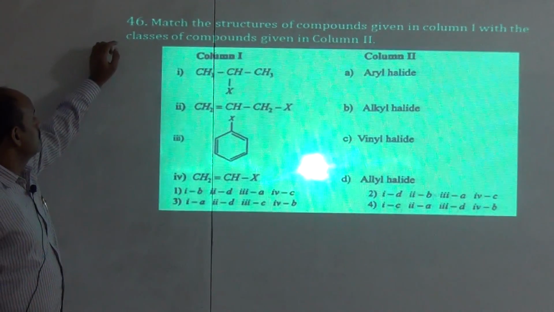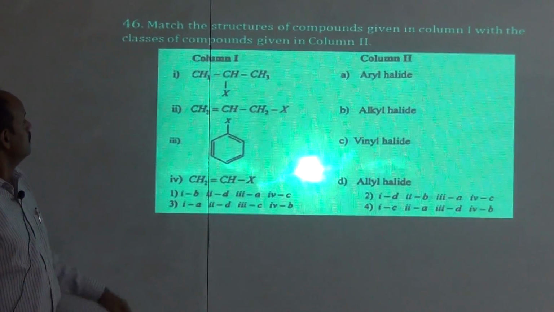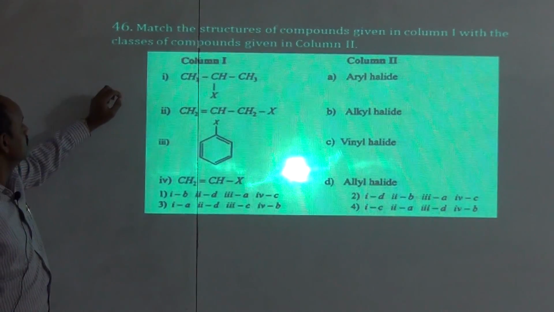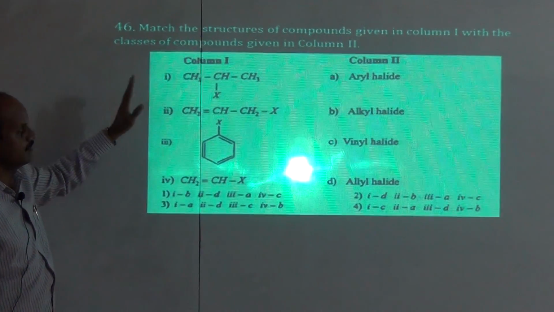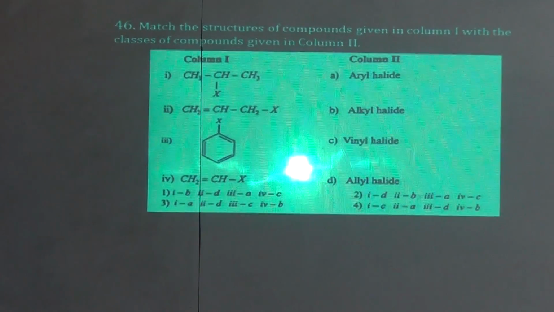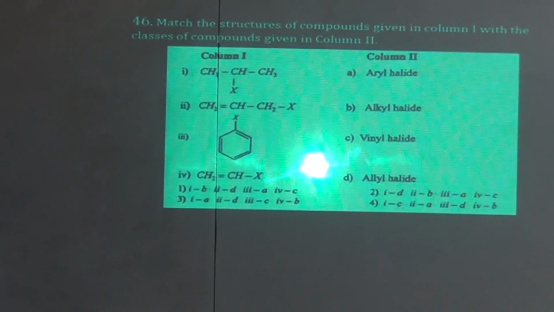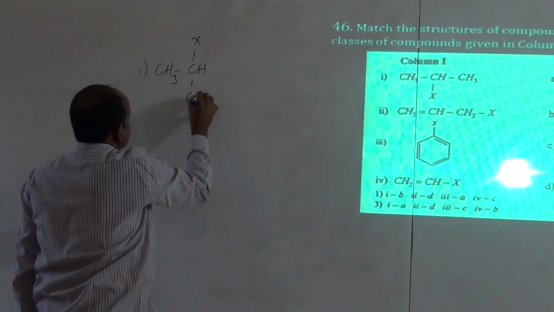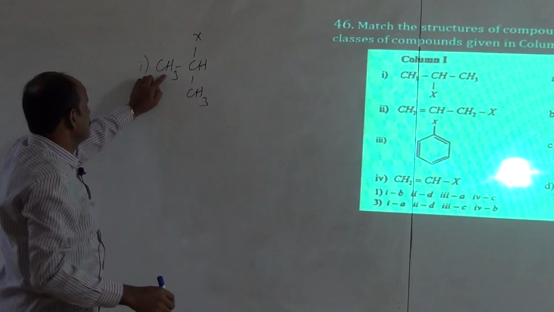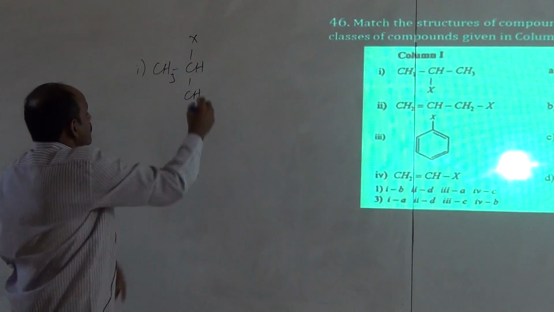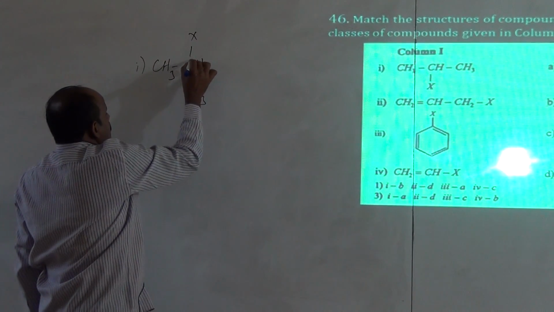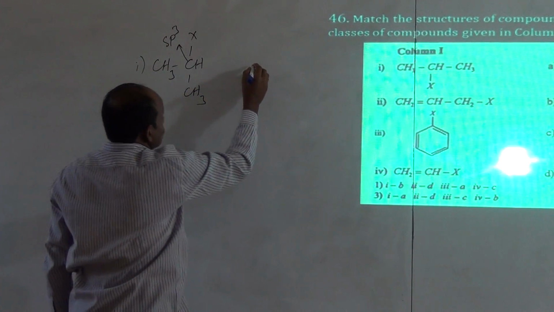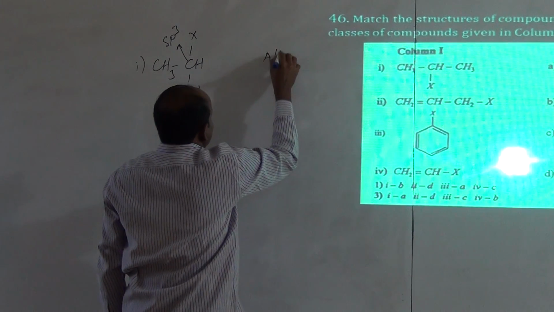Now we will do from the 46th bit. So what is the 46th bit? Match the structures of compounds given in column 1 with the classes of compounds given in column 2. What is given in column 1? First one, CH3 CH X CH3, which can be written as CH3 CH CH3 X. Here this halogen atom is bonded with sp3 hybridized carbon. Hence, it is the alkyl halide.